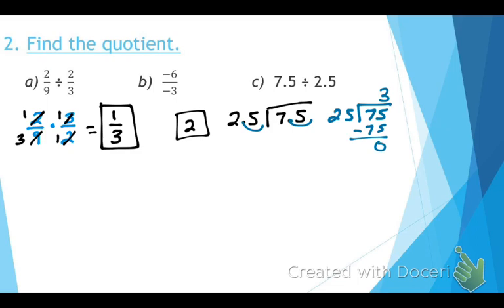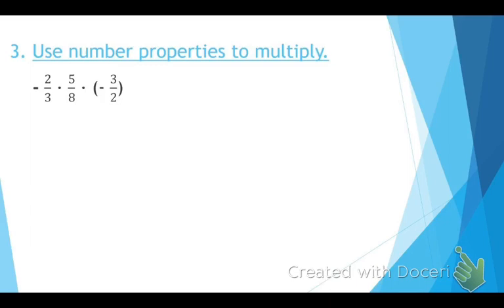Is my answer positive or negative? Positive. It is positive because both of these right here were positive numbers. You can go ahead and box it in right there, or you can rewrite it completely, but the correct answer is 3.